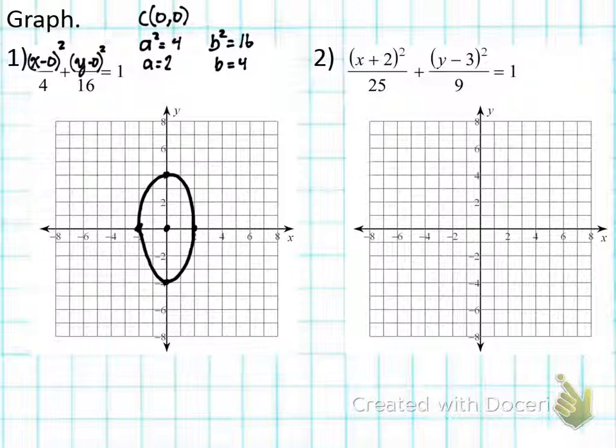So b is equal to 4. So we go up and down 4. Connect all 4 points with a nice curve. Does that make sense? Okay, number 2.